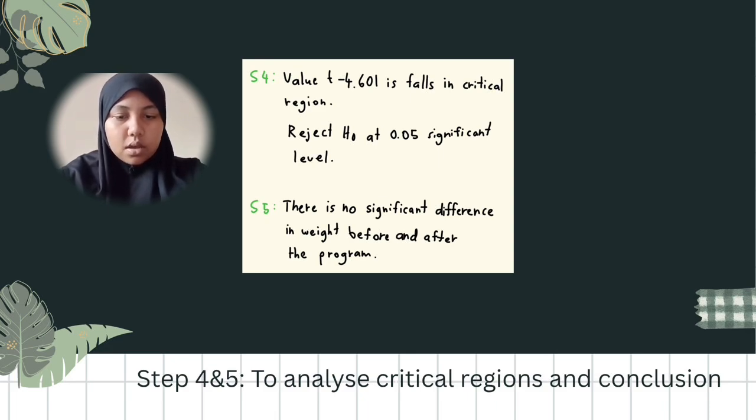So for step 4, the t value 4.601 falls in the critical region because we can see at the table we have drawn before, and reject H0 at 0.05 significance level. So for step 5, the answer we have to take is the right one, that is mu is not equal to 0.